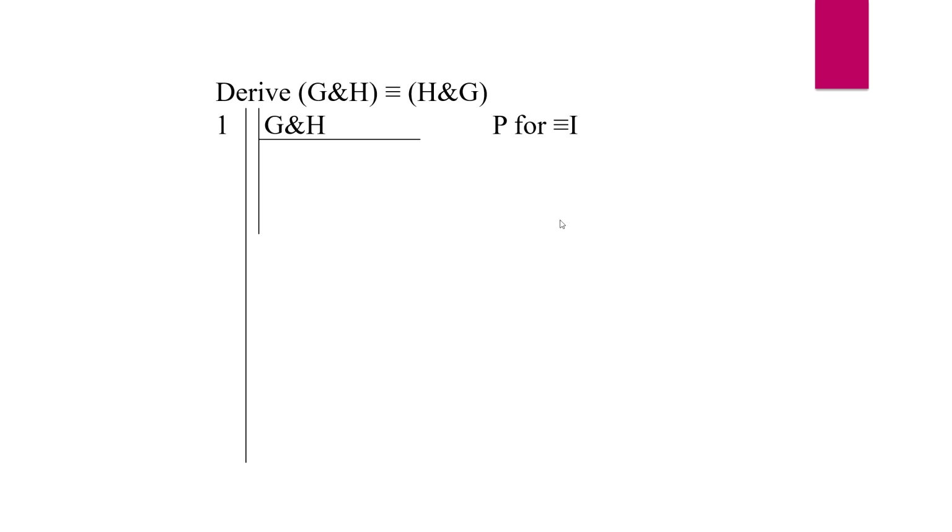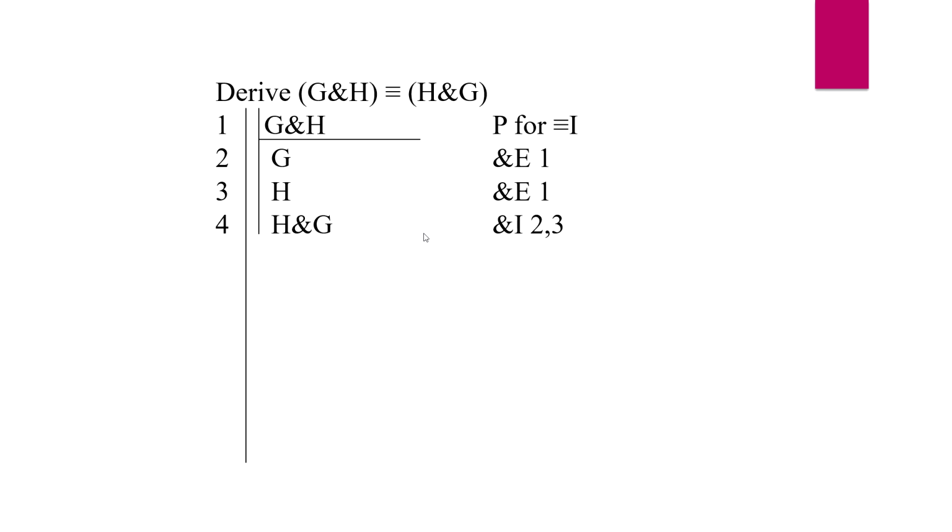We don't have any quick shortcuts yet for moving around the order of conjuncts, so we need to take the conjunction apart and then reintroduce it in the order we want. So line 2, we get G by conjunction elimination from line 1. We get H by the same rule on line 3. And now on line 4, we can use conjunction introduction to get H and G.